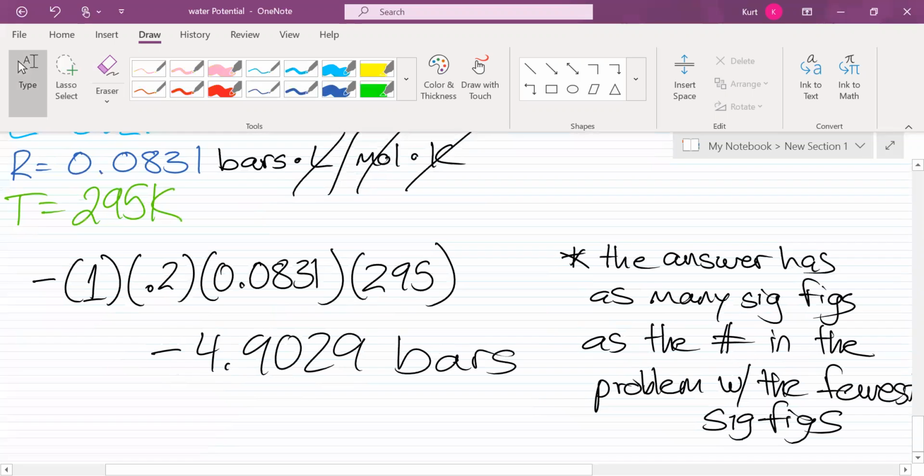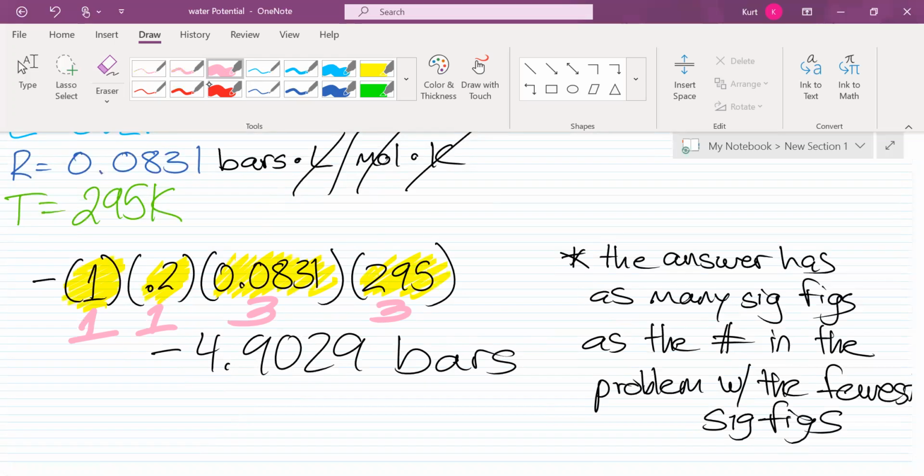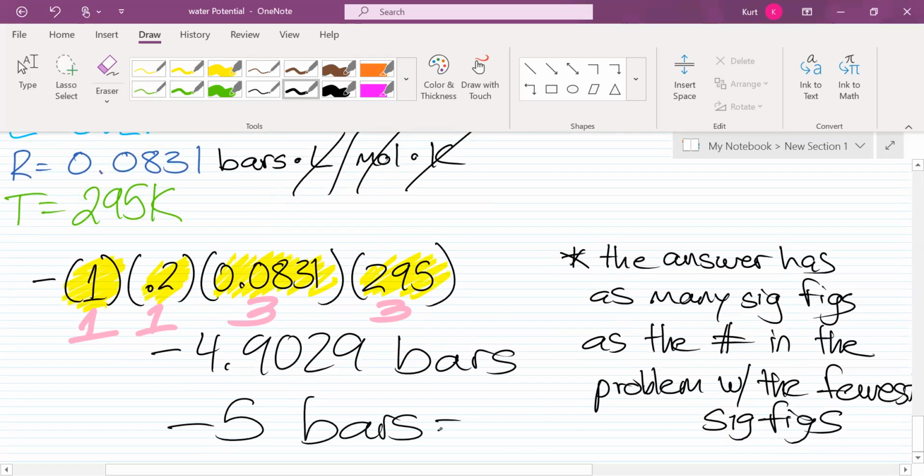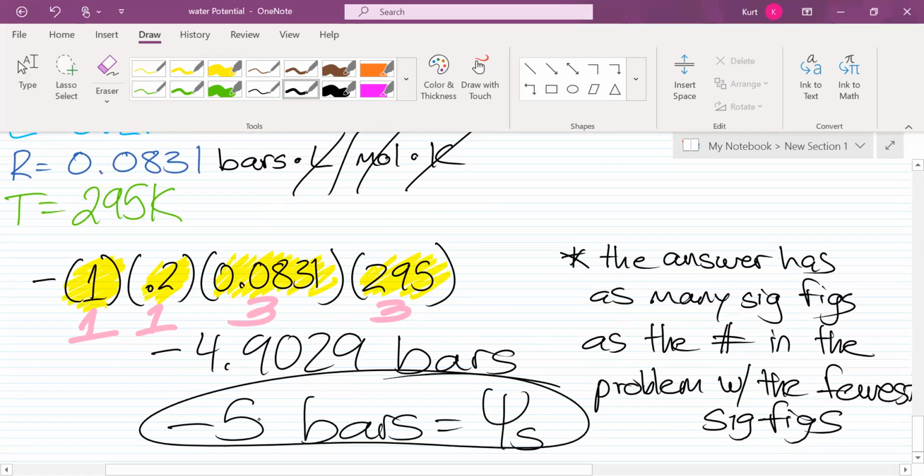So how many sig figs is the number 1? That's 1 sig fig. How many sig figs is the number 0.2? 1. How about 0.0831? 3. And how about 295? How many? 3. So how many sig figs should our final answer have? 1 or 3? 1. So what is -4.9029 bars at 1 sig fig? -5. That's it.